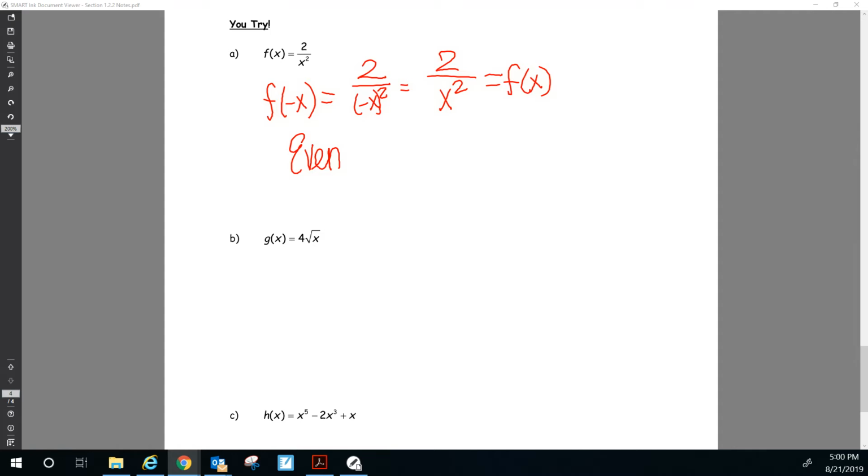What does that look like on the graph? They're saying it's symmetric with respect to the y-axis, Ms. Harris. It's symmetric across the y-axis. All right, let's try B.